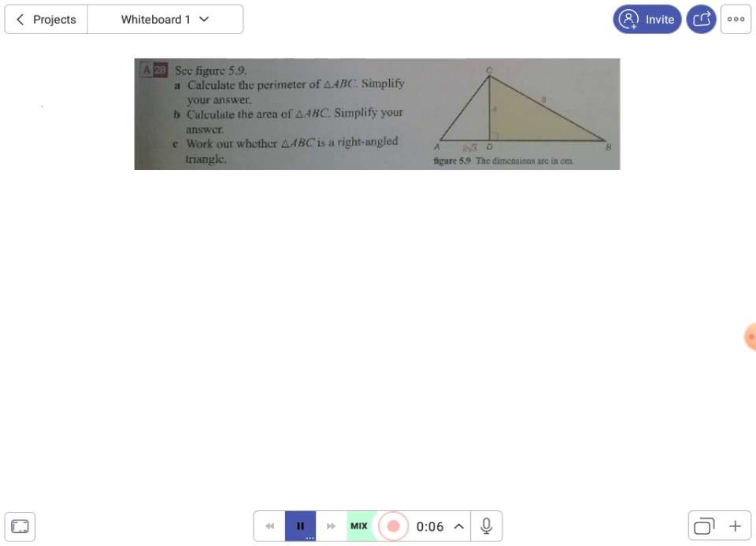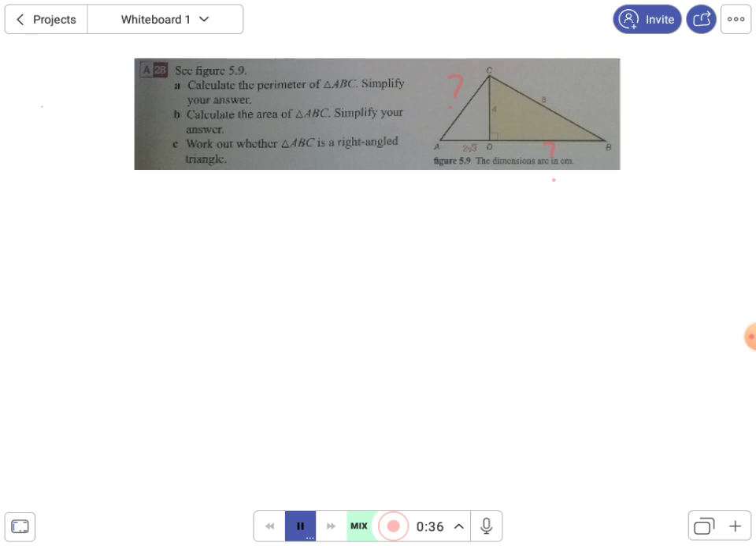Perimeter of triangle ABC, simplify your answer. In B you need to calculate the area of triangle ABC, and in C you need to work out whether triangle ABC is a right angled triangle. To calculate the perimeter we need the edges AC and BD before we can calculate the perimeter. And the way we do that is with the Pythagorean theorem.